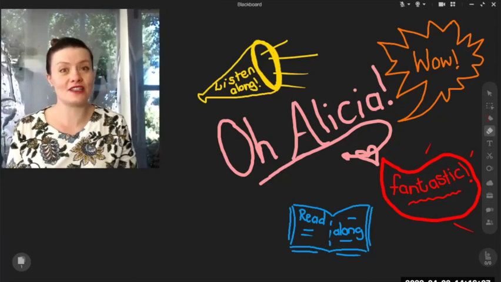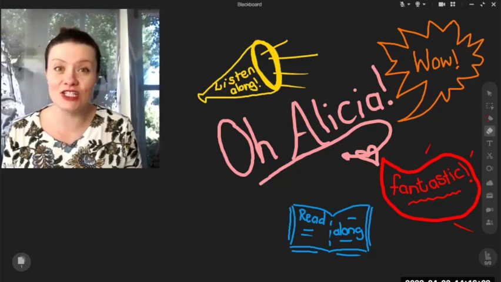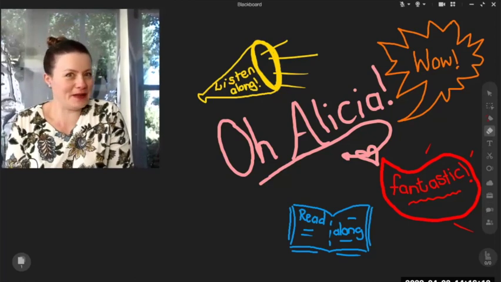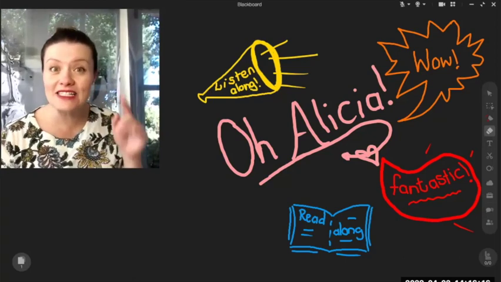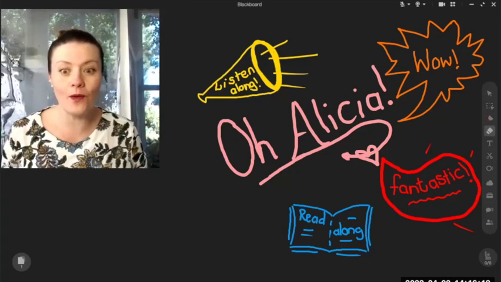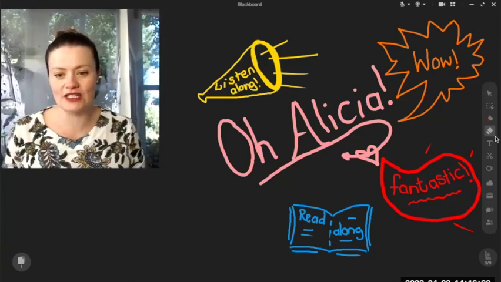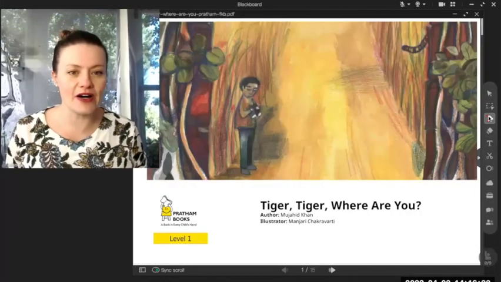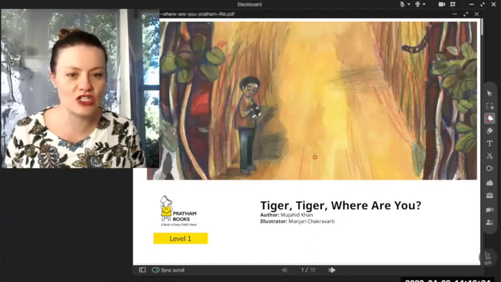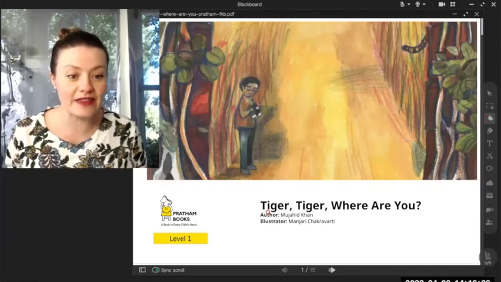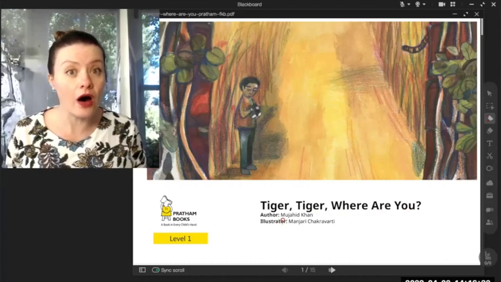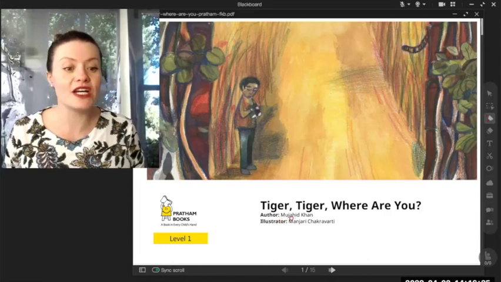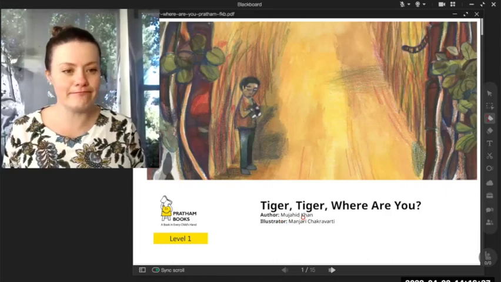And today we're going to start our series on the English storybooks. Ooh, I'm so excited. So you can gather around, listen, and read along. What book did I choose for us today? Let's have a look. Wow, you guys, look at this beautiful picture. And the title is Tiger, Tiger, Where Are You? The author is called Mujahid Khan.